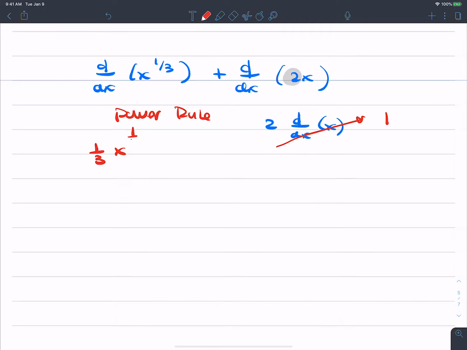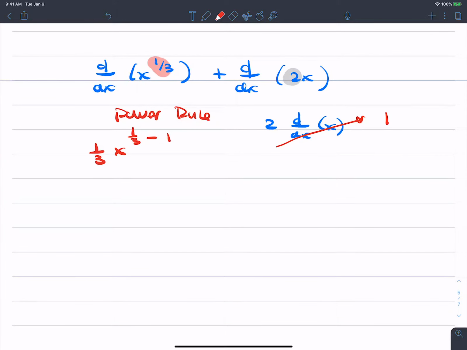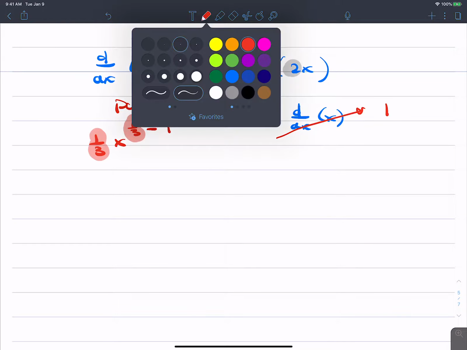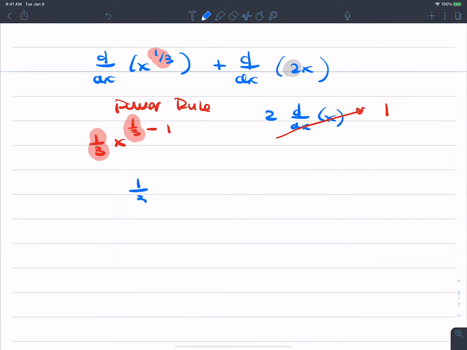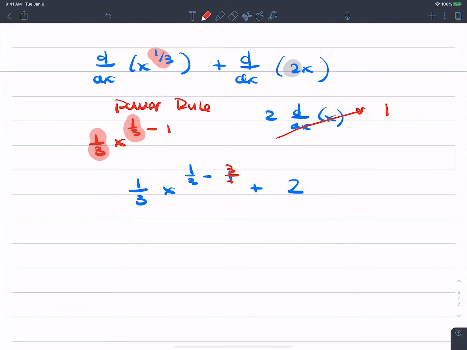1/3 x to the 1/3 minus 1. I'm using power rule here. So I'm going to try to transition now, since you've seen some of these colors over and over again, right? So you get 1/3 x to the 1/3 minus 1 plus 2, and then don't forget 3/3.